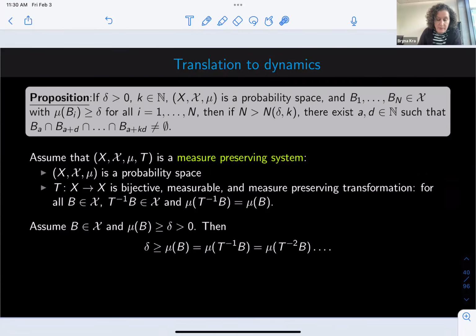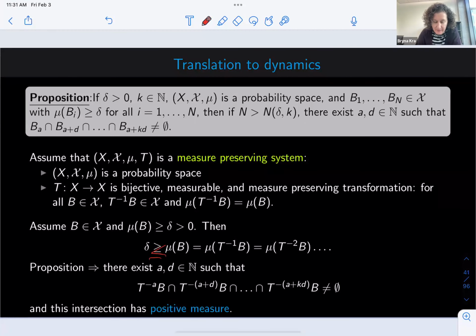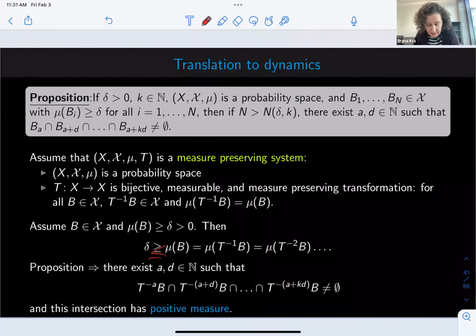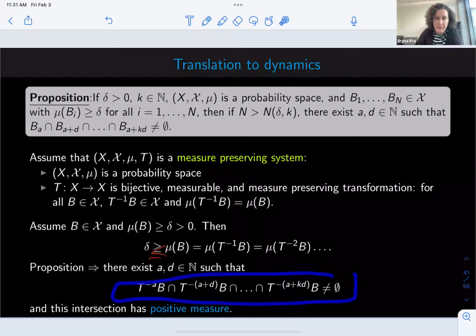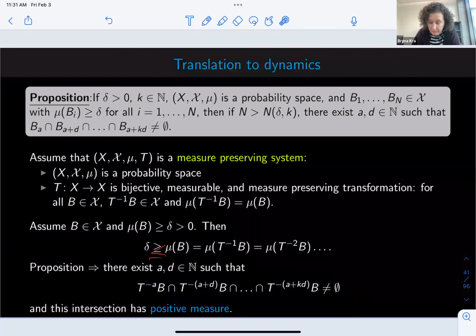So what that means, if you do this proposition, if you start off with a single set whose measure is bigger than or equal to delta, all of its iterates, T inverse B, T minus 2 B, et cetera, all of those have the same measure. In other words, they're all bigger than or equal to, not less than or equal to. Okay, this is a typo. They're all bigger than or equal to delta. So what does that do? That tells me that there is, from the proposition, an arithmetic progression. And now the arithmetic progression is showing up in the iterates of the transformation. And you get for free, not just that this intersection is non-empty, but you get that it has positive measure.